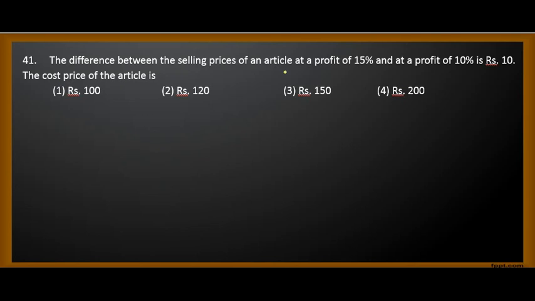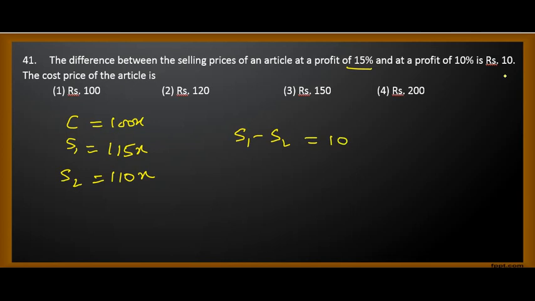The difference between the selling price of an article at a profit of 15% and at a profit of 10% is 10. Then the cost price of the article is, let us assume the cost price be 100x. Then selling price, first one will become 15% profit, which is nothing but 115x. S2 is equals to how much? 10% profit. Sold at 10%, so 110x. So given that S1 minus S2 is equals to 10 according to the question. So 115x minus 110x is equals to 10. So 5x is equals to 10, x is equals to 2.